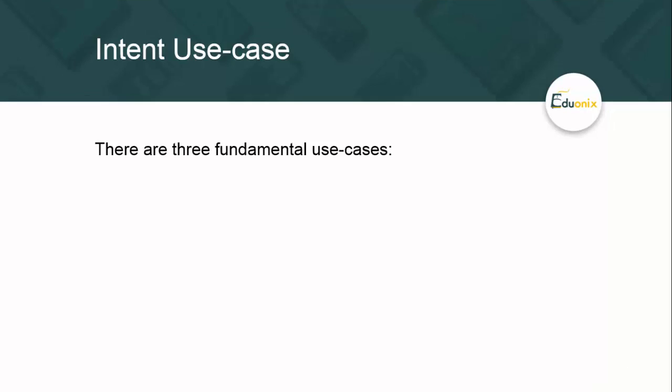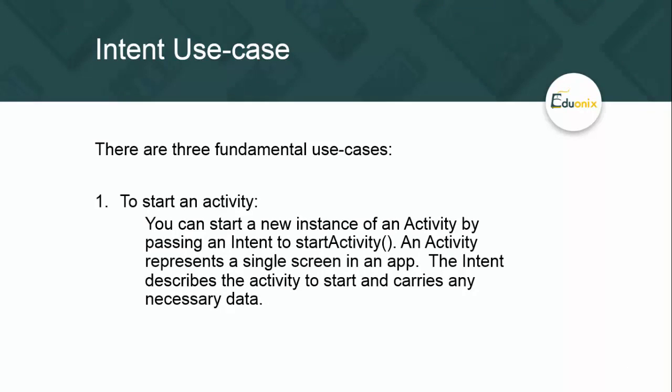There are three fundamental use cases of an intent. 1. Start an activity. An activity represents a single screen in an app. We can start a new instance of an activity by passing intent to the start activity method. The intent describes the activity to be started and carries the necessary data.